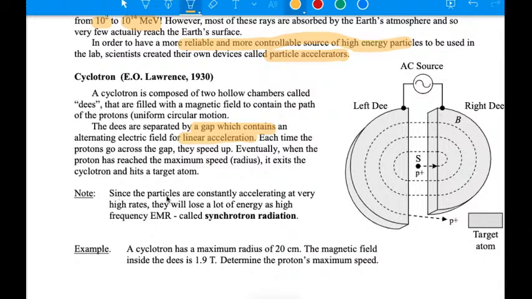Since the particles are constantly accelerating at very high rates, they're going to lose a lot of energy as high frequency EMR. That's called synchrotron radiation. So you're going to have different gamma radiation lost throughout this, but you're still having enough kinetic energy within this particle to accomplish what we really need.